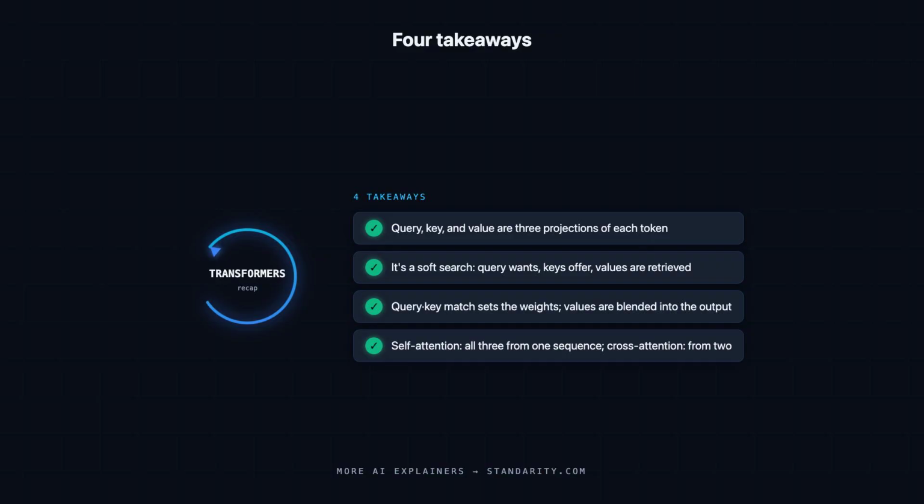When a token attends inside its own sequence, all 3 come from that same sequence. In cross-attention, the queries come from one, and the keys and values from another.